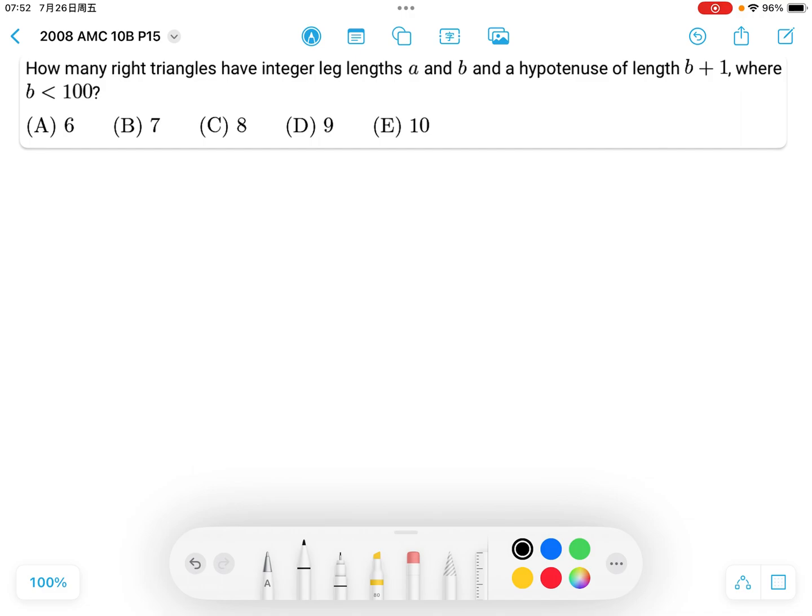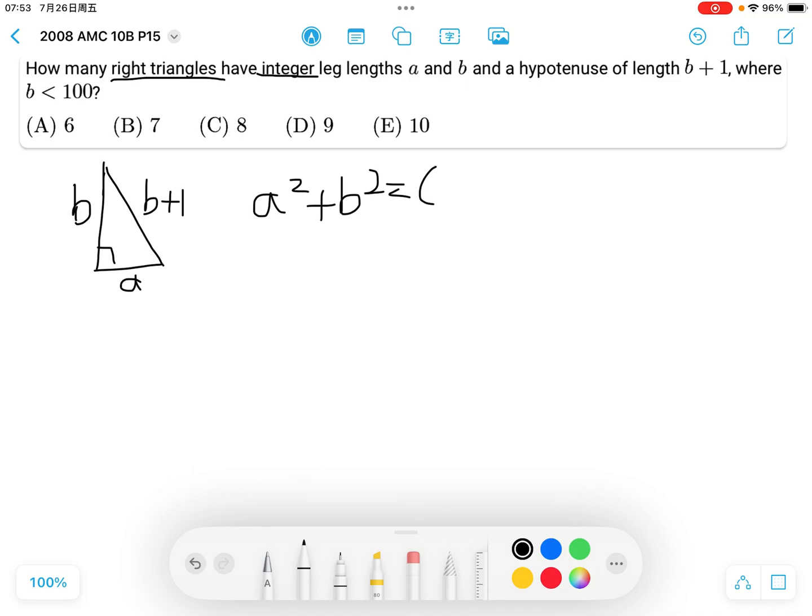So the important part in this problem is it says we have integer leg lengths, and we have a right triangle. So we can draw a right triangle just to visualize this problem. We have one side length a, another side length b, and the hypotenuse is b plus 1. So we can use the Pythagorean theorem. We get a squared plus b squared is equal to b plus 1 squared.